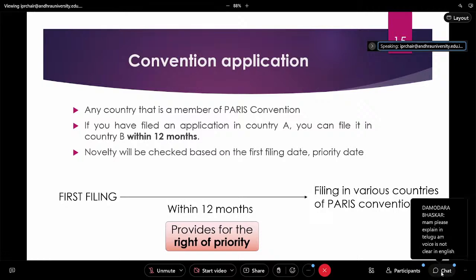You have got the benefit of 12 months. So you can file in another convention country within 12 months of time. Your novelty will be checked based on the date of filing in India. So the first time you file it in a convention country, that date will be called your priority date.